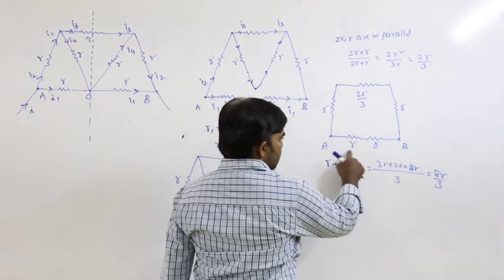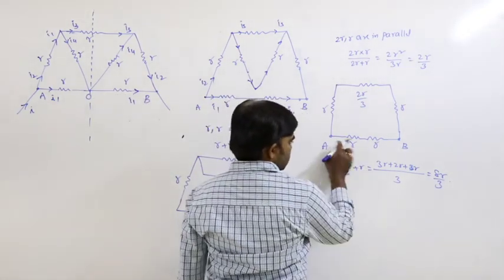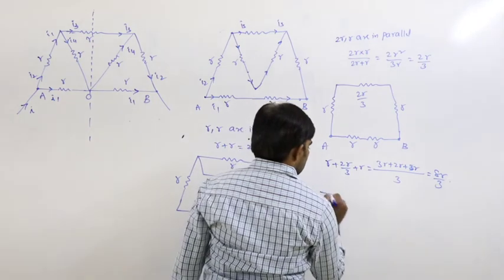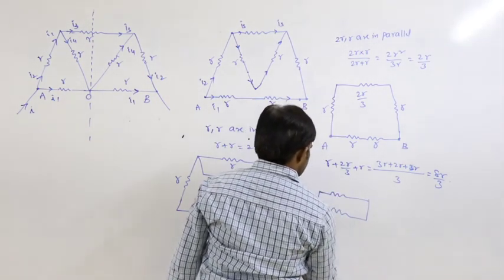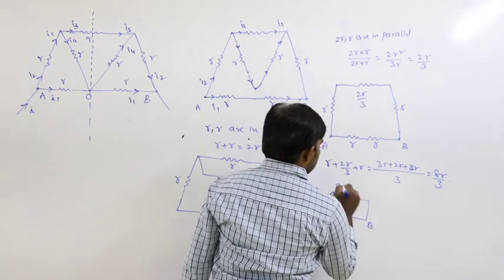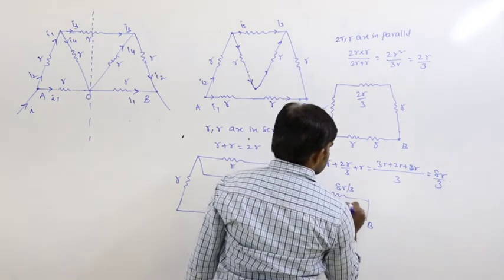So again here R and R are in series because same amount of current passes. Now the situation becomes, so it's A, B, it is 8R by 3 and it is 2R.